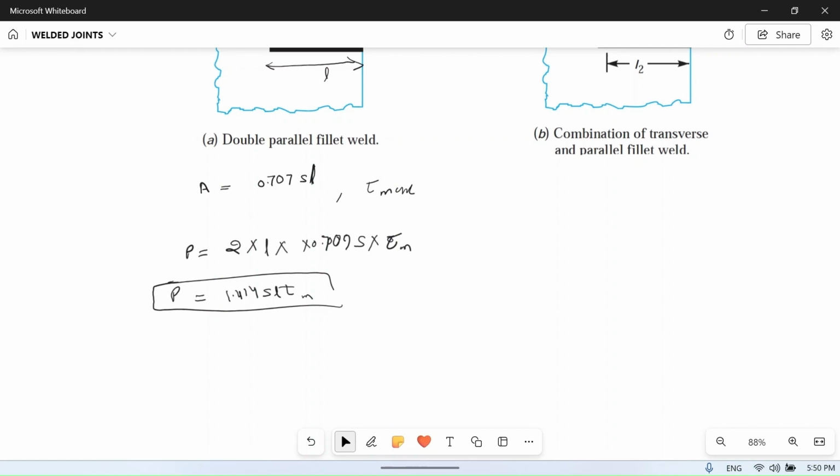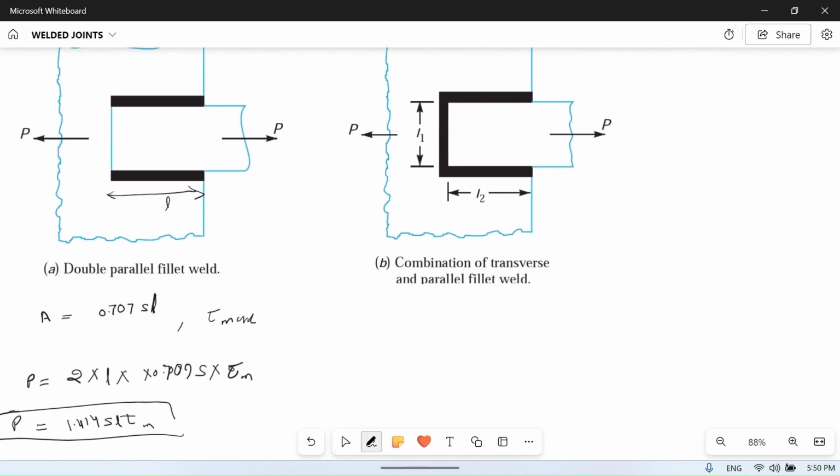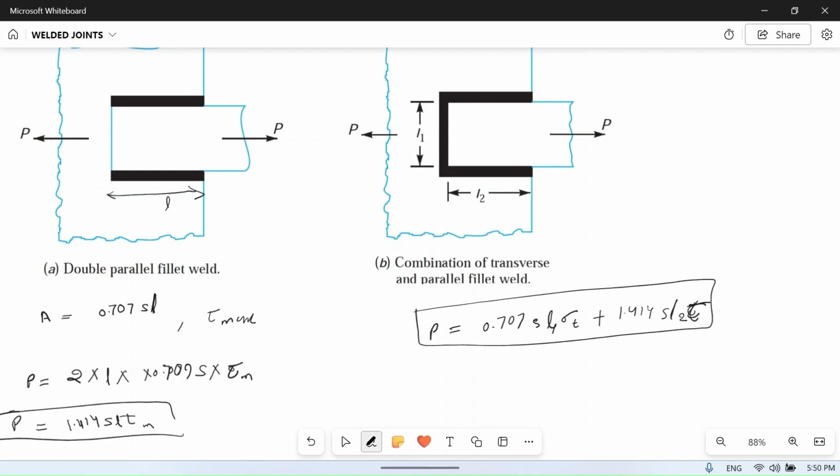So this is the strength of a double parallel fillet weld. In the last case there is one transverse and two parallel fillet welds. The strength will be, for one transverse, 0.707 S L1, where this is length L1, into sigma T, plus 1.414 S L2 into tau, because of the two parallel fillet welds. So this is the strength of the combination of transverse and parallel fillet weld.